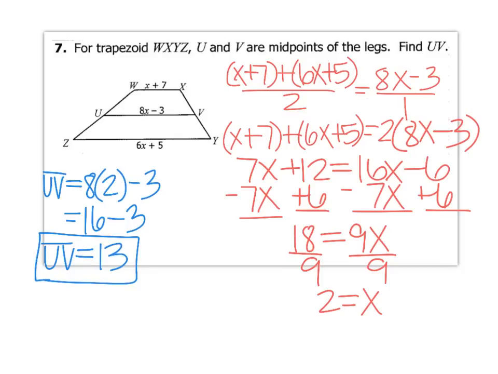So if you decided to do this problem, you should have gotten that x was 2 and UV equals 13. You can go ahead and check your work right now. And if you need help with this, go ahead and raise your hand and call me over and I will help you. Otherwise, let's move on to the next topic.